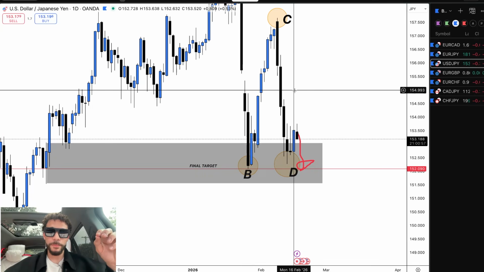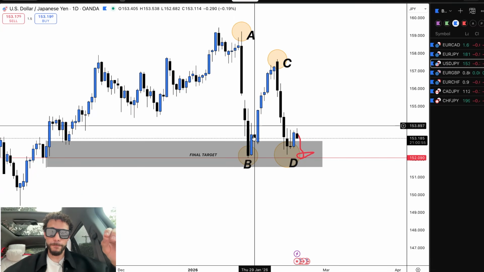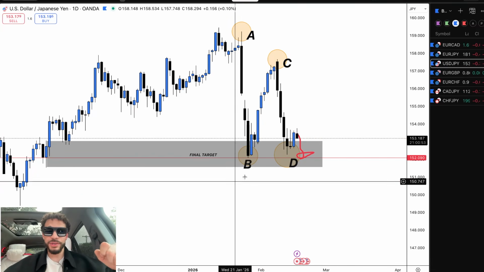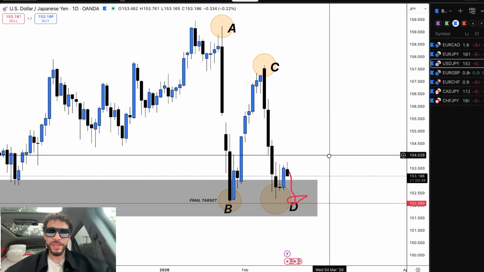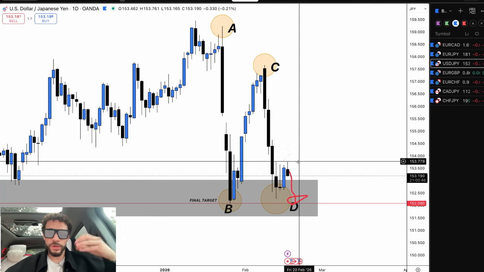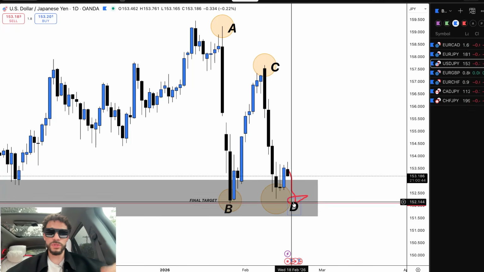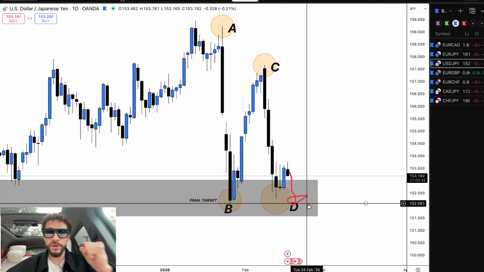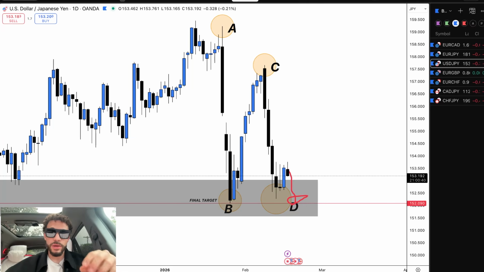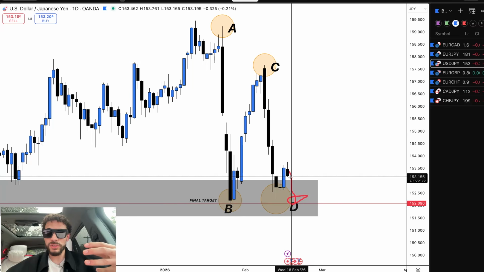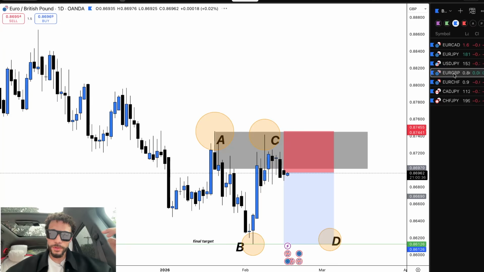Now, USD JPY, we have A, B, C, D. You guys can see our final target still hasn't been hit. So I could still be going on the lower time frame looking for sells towards this lower area here. This is going to be a very, very key pair to look for. And I think that honestly, like today or something, this is going to play out for the sells.